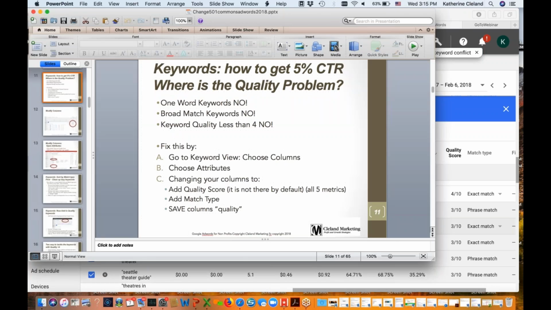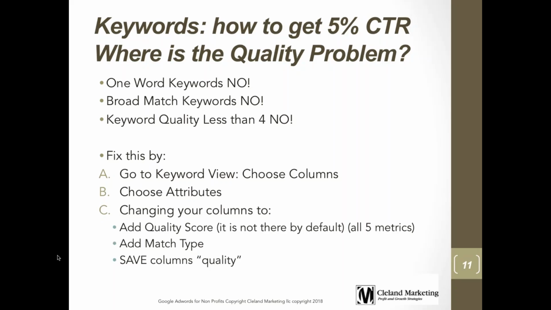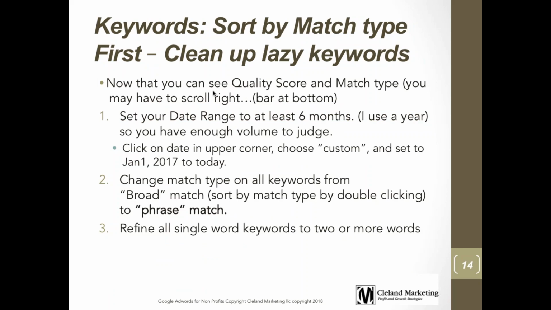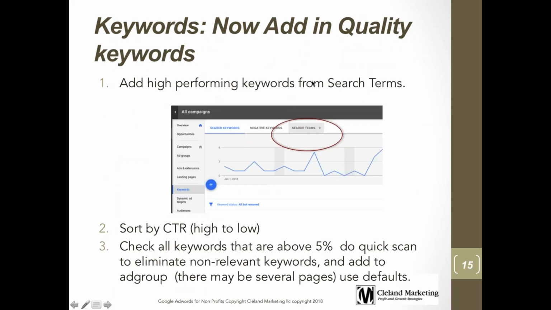So we are still working on how do we get to the 5% click-through rate. Now we have eliminated all of our keywords that have a quality score of less than 4. We've gotten rid of our broad match keywords. We've gotten rid of our one-word keywords. And we have paused keywords that aren't good. So we've looked at our attributes. We've set our broad matches to phrase matches. We've added in our quality keywords by grabbing search terms, sorting by click-through rate, and adding all keywords that have above a 5% click-through rate.